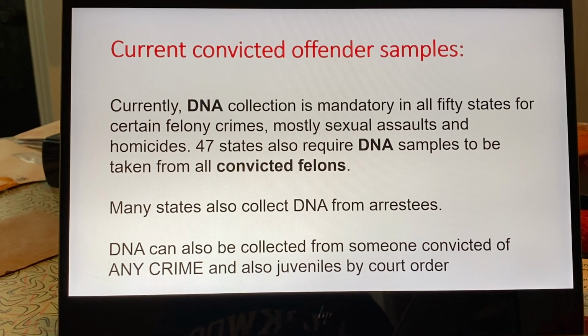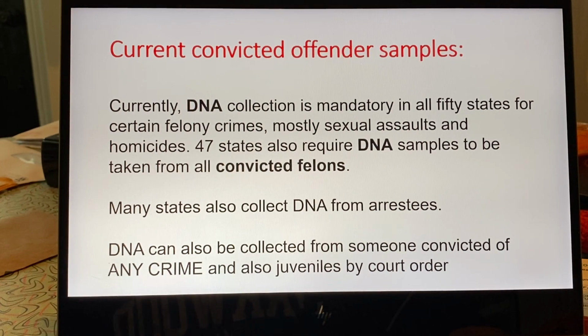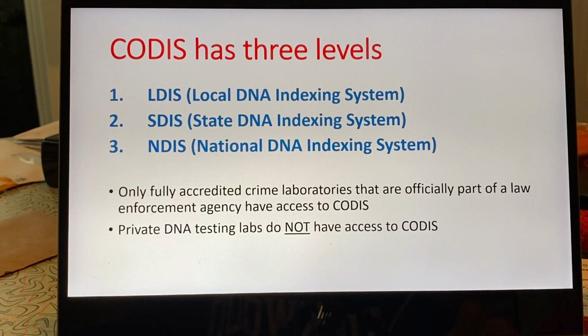Boom, now that juvenile's DNA is in CODIS. So, if the prosecutor can make a case for it, then potentially anyone can have their DNA put in.